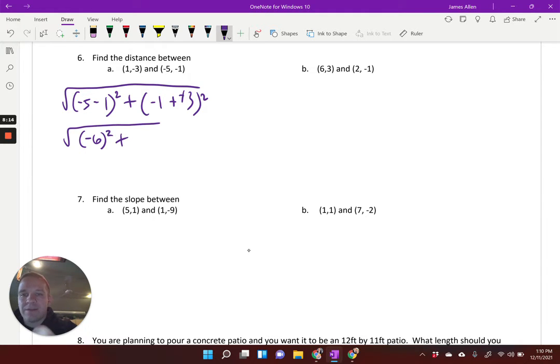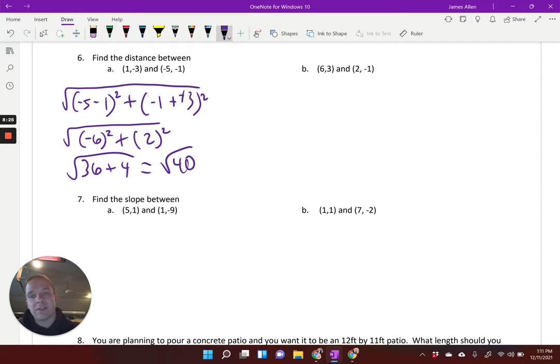That becomes positive there. So negative 1 plus 3 is 2 squared. So I get 36 plus 4, which is the square root of 40. Can I leave it like that? No way. Not in this problem anyways.